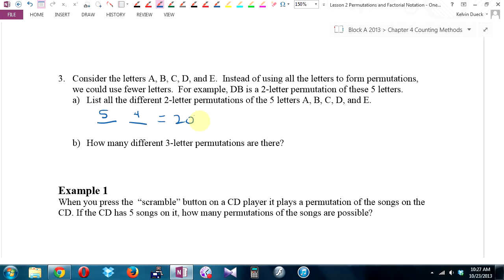B. How many different 3-letter permutations are there? How many blanks? How many choices for the first one, Seb? Then? In fact, I think it's going to be 20 times 3. You know how many? 60.